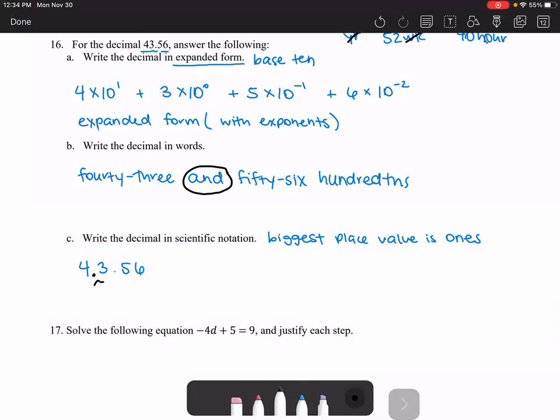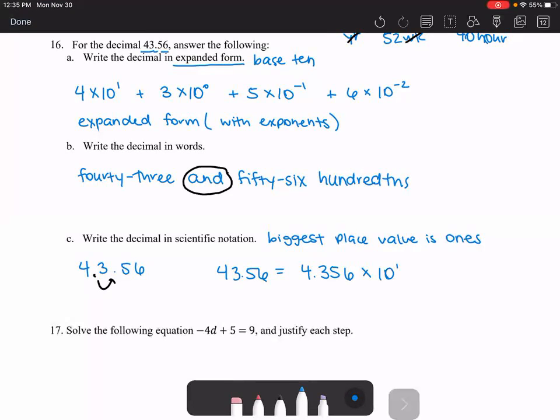Well, so how did we get that? We moved the decimal 1 to the left. So you can see that 43.56 is 4.356. And in order to move from 4.356 to 43.56, you move the decimal 1 to the right. So this is times 10 to the 1.